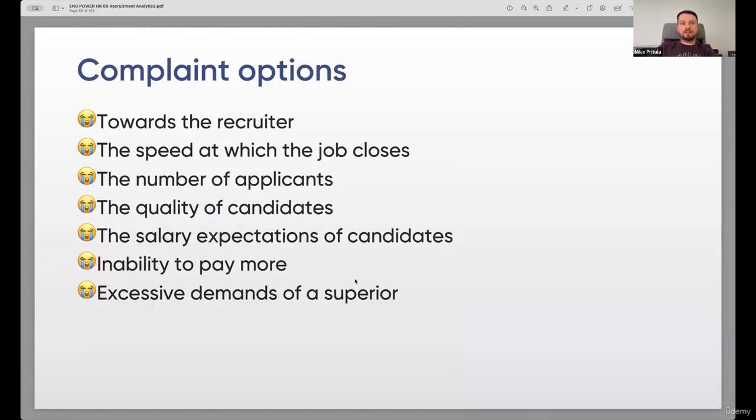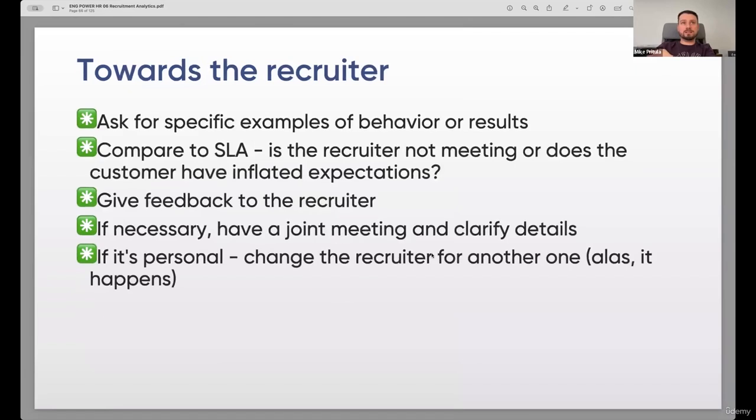What kind of complaints there could be? Towards the recruiter or speed at which the job closes and others, so let's consider in details. If the complaint is towards the recruiter, ask the client or a hiring manager about the specific examples of behavior or results. Compared to the SLA, is the recruiter not meeting it, or does the customer have inflated expectations? Give feedback to the recruiter. If necessary, have a joint meeting and clarify details. If it's just personal, change the recruiter for another one.